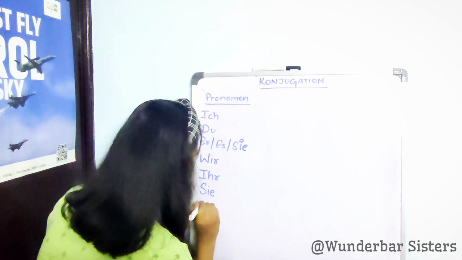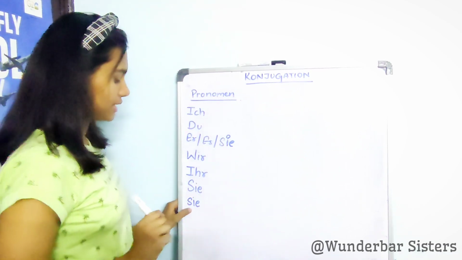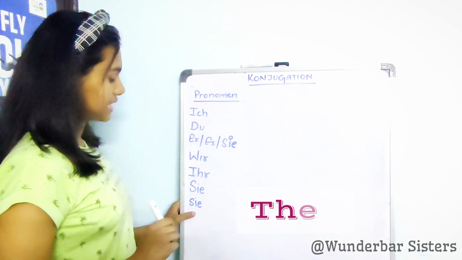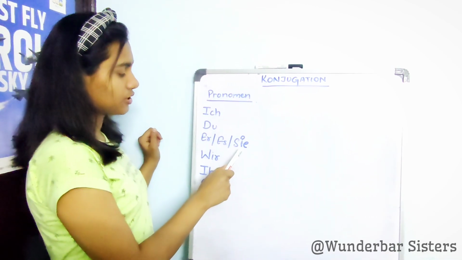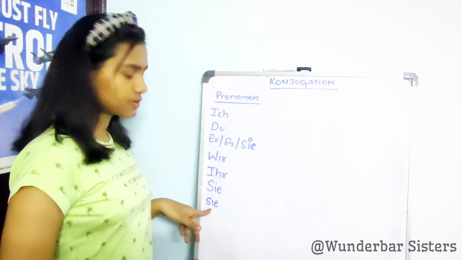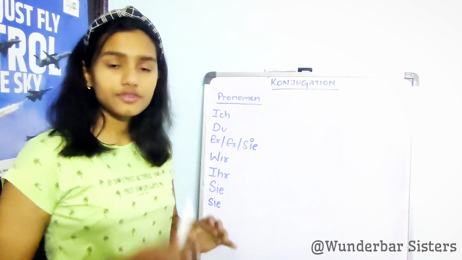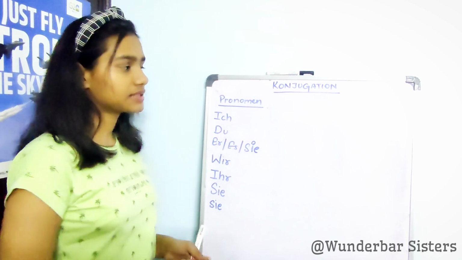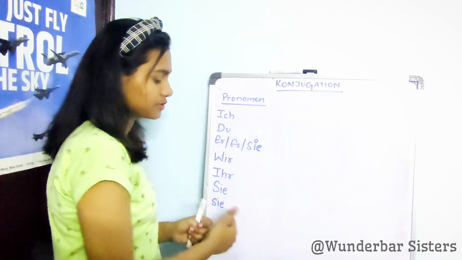Then next we have again sie, which is also with a small s. So this sie means they. Now, how can we get to know in a sentence which sie we are talking about, this one or this one? Because both start with a small s. We will get to know when we use different verbs. So every verb is used differently with each of the pronouns.